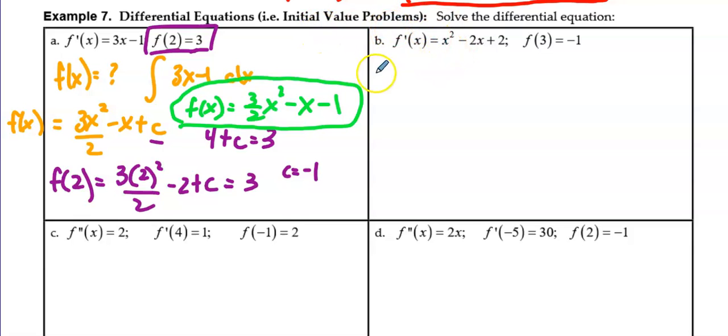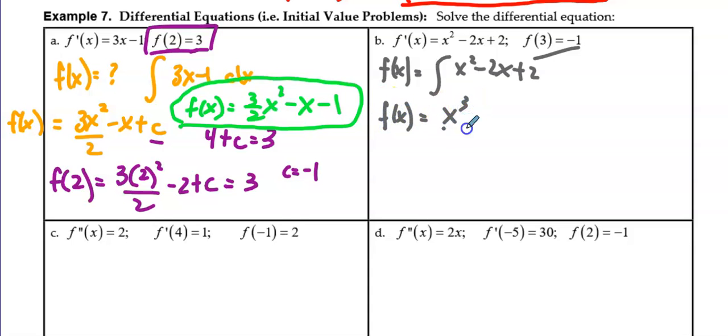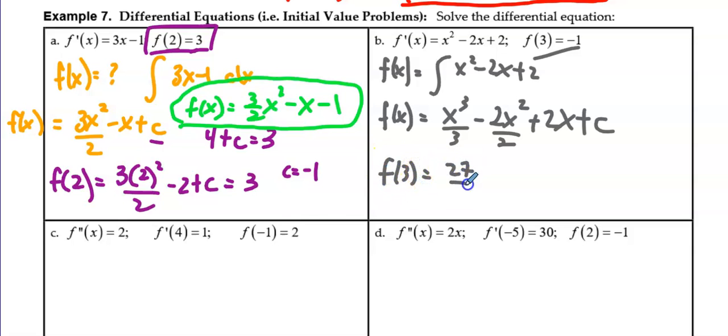So similarly here, I'm going to integrate. f of x is going to be equal to the integral of x squared minus 2x plus 2, and then this is going to give me my c once I'm done with it. So when I integrate this, f of x is going to be x cubed over 3 minus 2x squared over 2 plus 2x plus c. I'm going to plug in 3 everywhere I see an x. Right, everywhere I see an x, I'm going to go ahead and plug in 3.